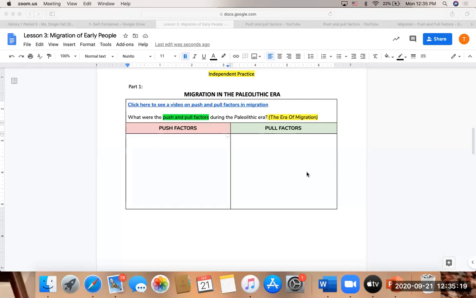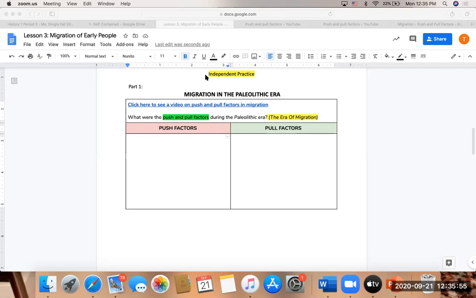All right, jumping right into it. So we've already had our class discussion on push and pull factors. We've already refreshed our memory on the Paleolithic era and what that means. That was the era during the early human migration, Homo sapiens. That was the time of hunters and gatherers, nomads. That was the time of humans moving around to find shelter and food. So remember, the Paleolithic era is the time of early migration of the early humans. We've already had this discussion and we're ready to kick into full gear with the independent practice.